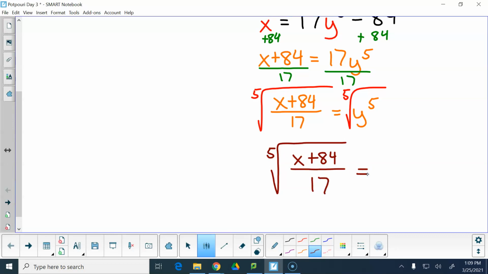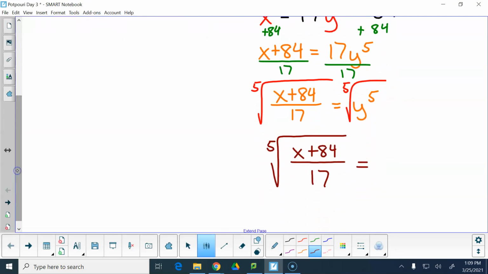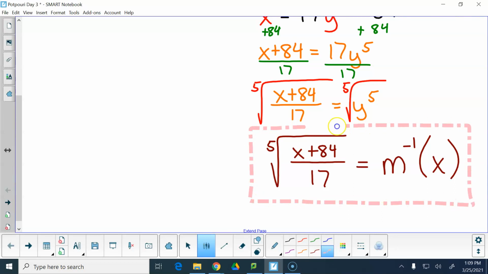And then very last thing, what are we going to do? We flip the y back to, in this case, m negative 1 of x. So inverse of m. Love it. Easy.